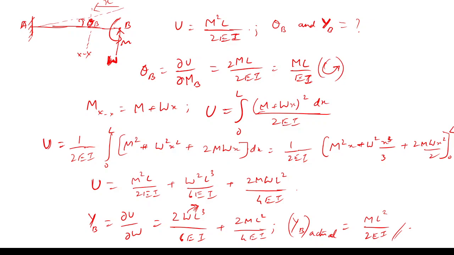So I am proceeding to the next problem on Castigliano's theorem. This is an overhanging beam.